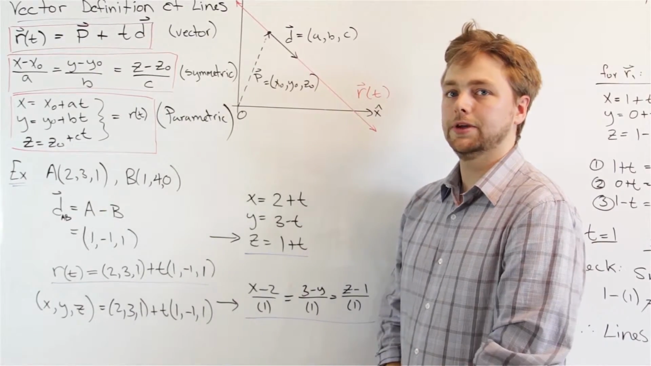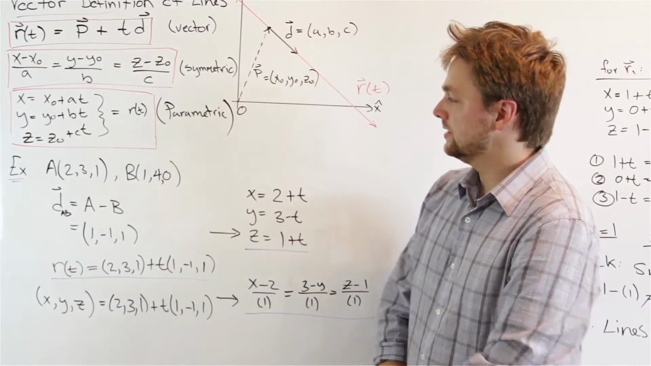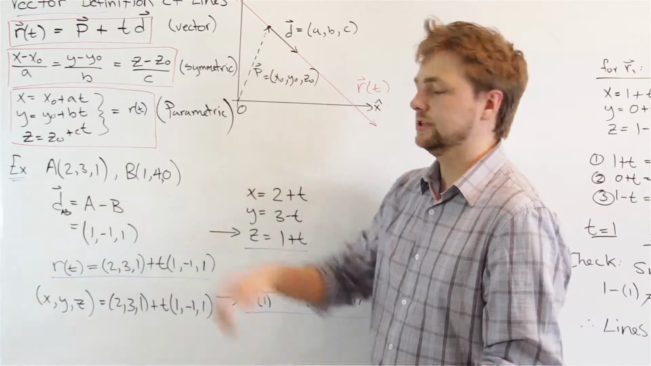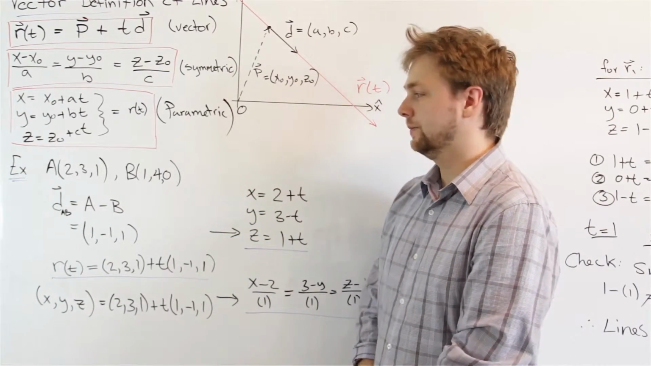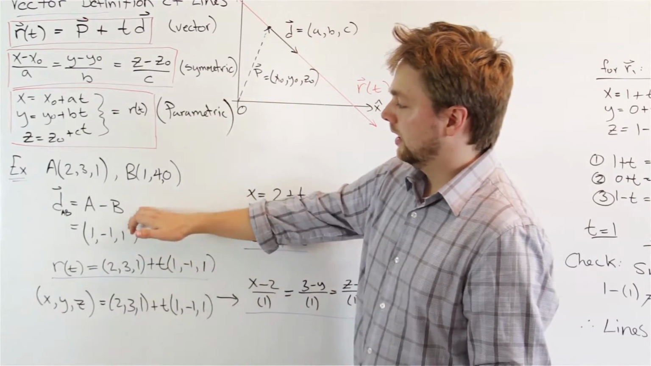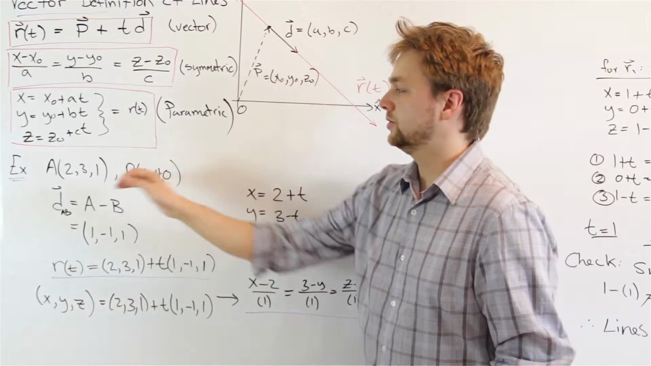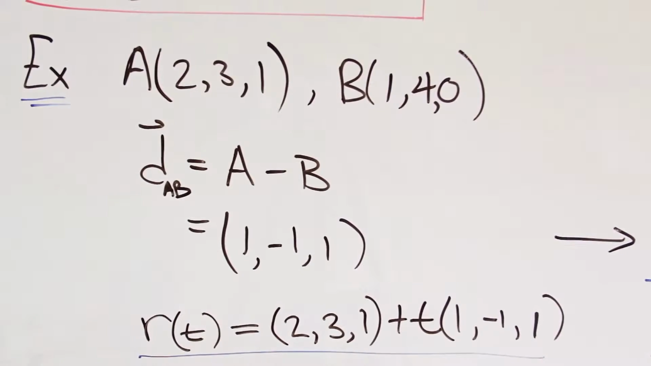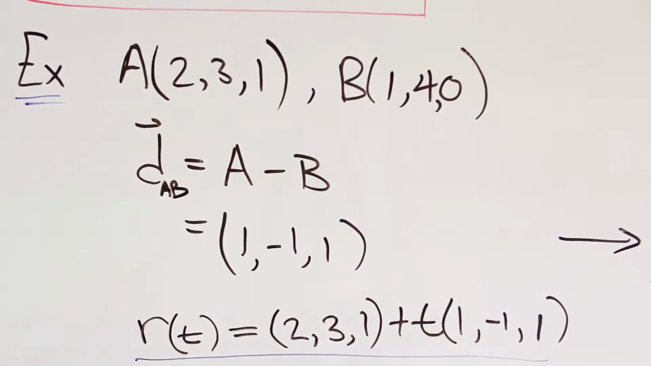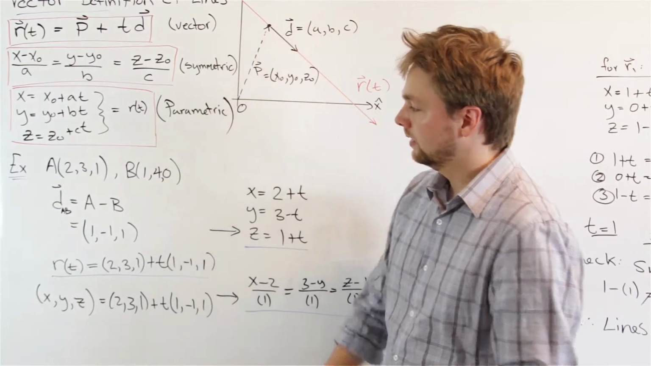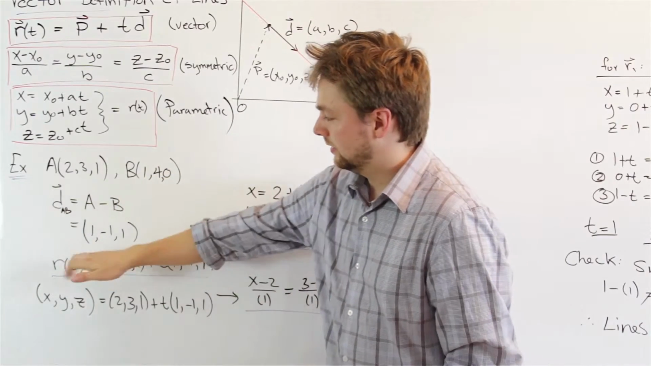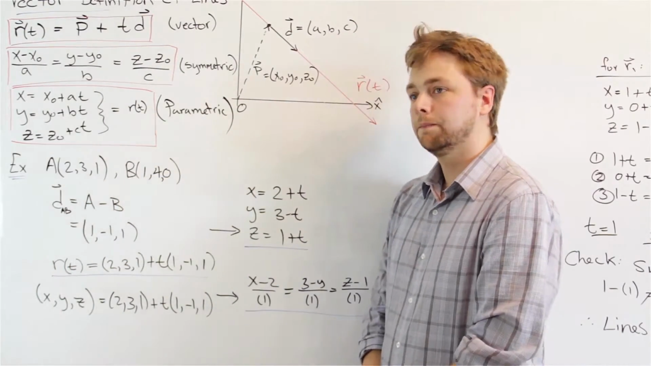Let's take a look at how we could apply this. As in the past, given any 2 points, we can uniquely define a line between them. First, the first thing we need is a direction vector. In order to get a direction vector from 2 points, if we take a minus b, this will give us the vector in the direction from b to a. If we subtract each of these, we'll get the vector 1, minus 1, 1.